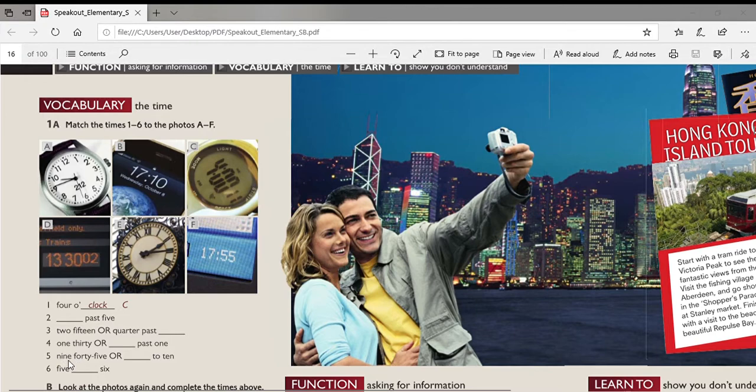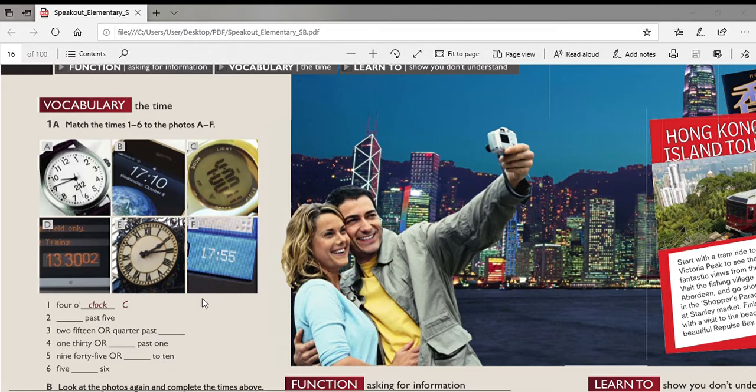Number 5, 9:45, picture A, and 45 minutes means quarter again, so it's quarter to 10. Pay attention, here we use the preposition to, not past, because after 30 minutes, or after half an hour, we use not past but to, and the hour to which the minutes are going. So we use to 10. Quarter to 10 means that up to 10 o'clock we have 15 minutes.